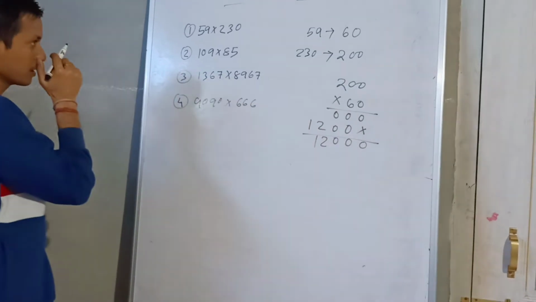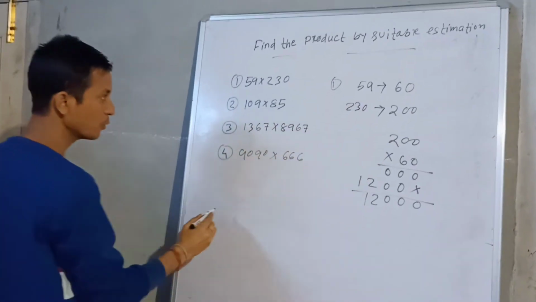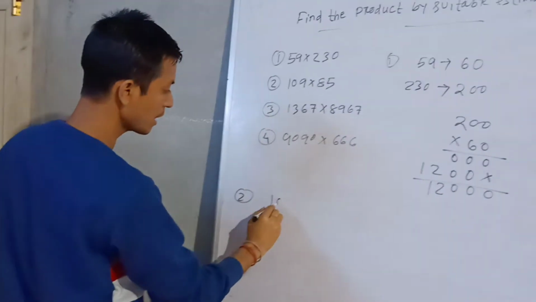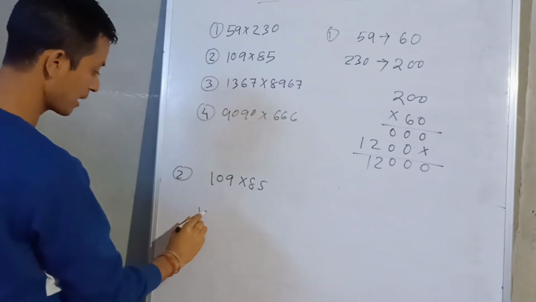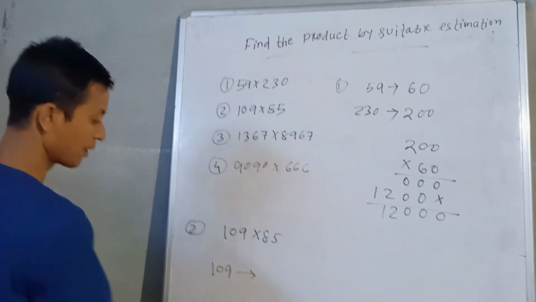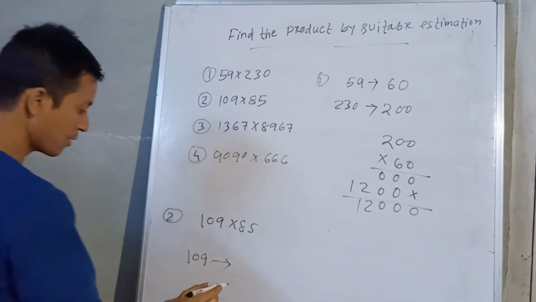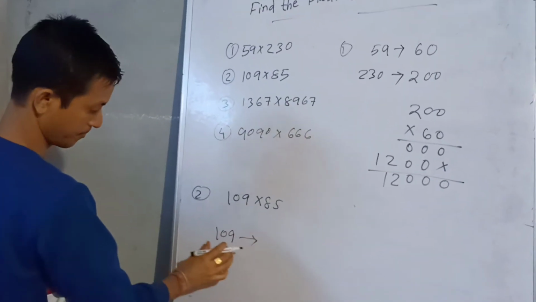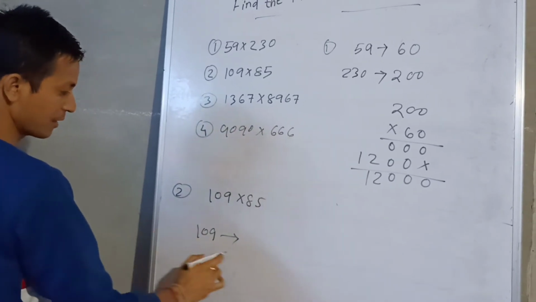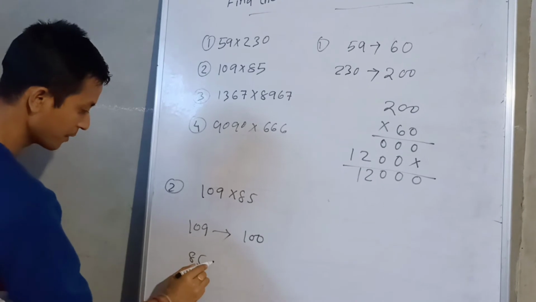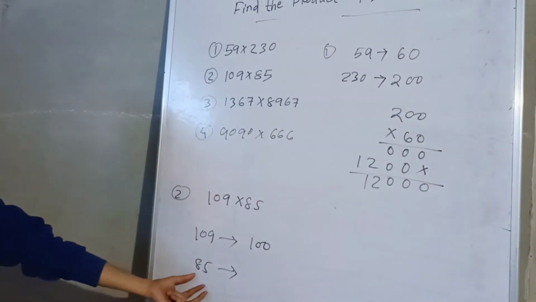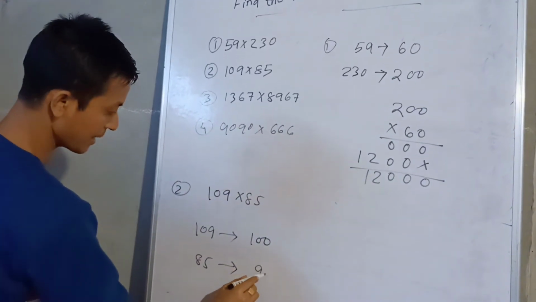Next one, this was number one. Number two, look, 109 into 85. Here we can write 109 rounded off to the nearest 3 digit number, 100. So here it will be 100. And 85, a 2 digit number, so the nearest 10 will be 90.